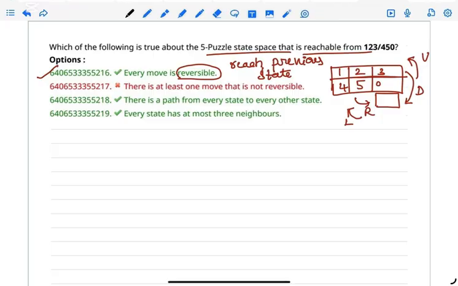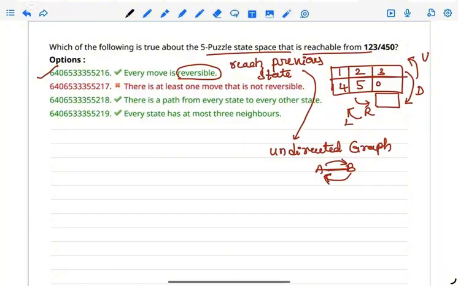That means this is an undirected graph. Undirected graph means from A to B there is no direction. If we can reach A to B, we can reach B to A, and a loop is also possible. In the same way, every move is reversible, meaning we can reach the previous state, and it is an undirected graph. This option is correct.